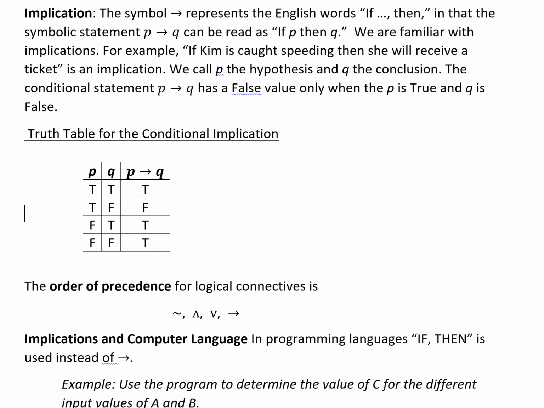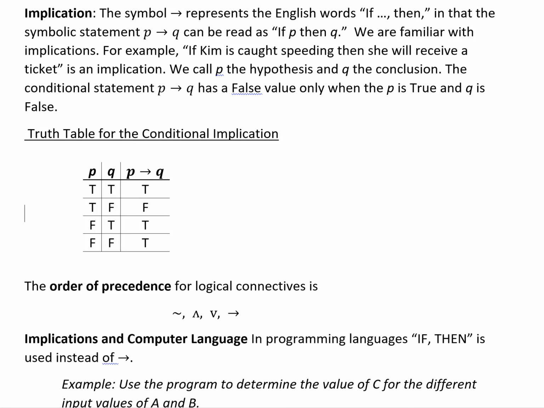Implication. The symbol that looks like an arrow pointing to the right represents the English words if, then. The symbolic statement P arrow Q, or P implies Q, can be read as if P, then Q. We're familiar with implications. For example, if Kim is caught speeding, then she will receive a ticket, is an implication.